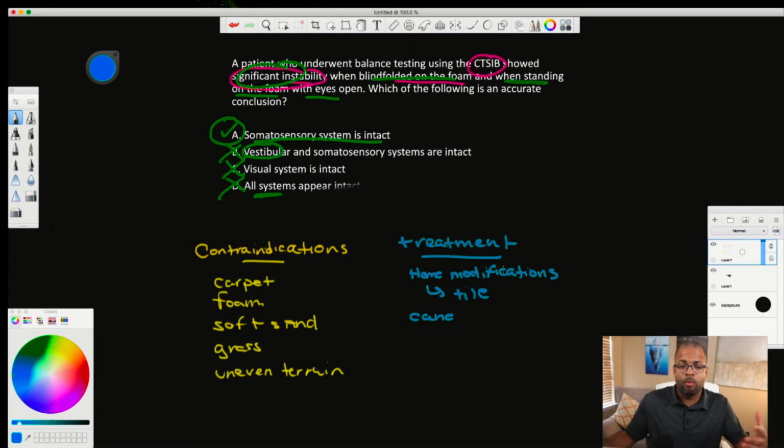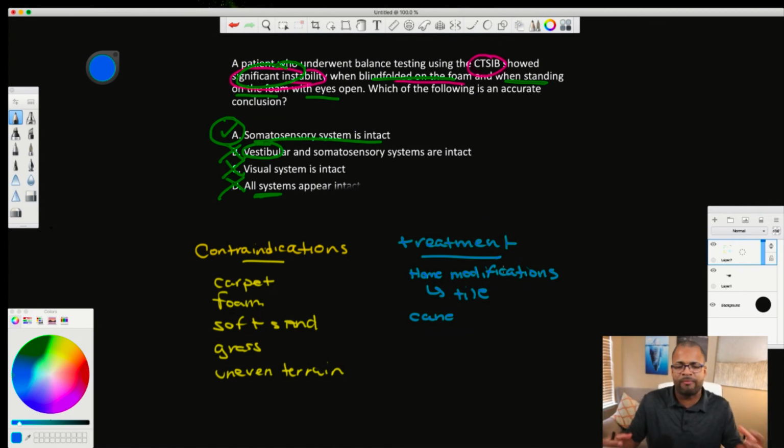So do you see, like, what we're really trying to do with our treatments is we're trying to enhance the things that the patient is relying on. Allow them to use more of their somatosensory system. Allow their somatosensory system to be more effective for that patient by switching the carpet to tile, by giving the patient a cane and giving them more stability, or a walker, or what is necessary for that patient to remain balanced. All right. So this is an example of this type of question.